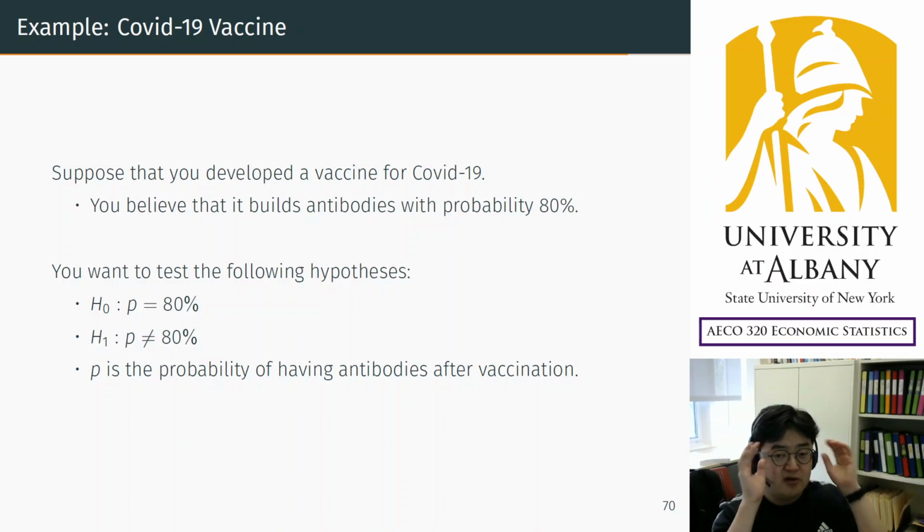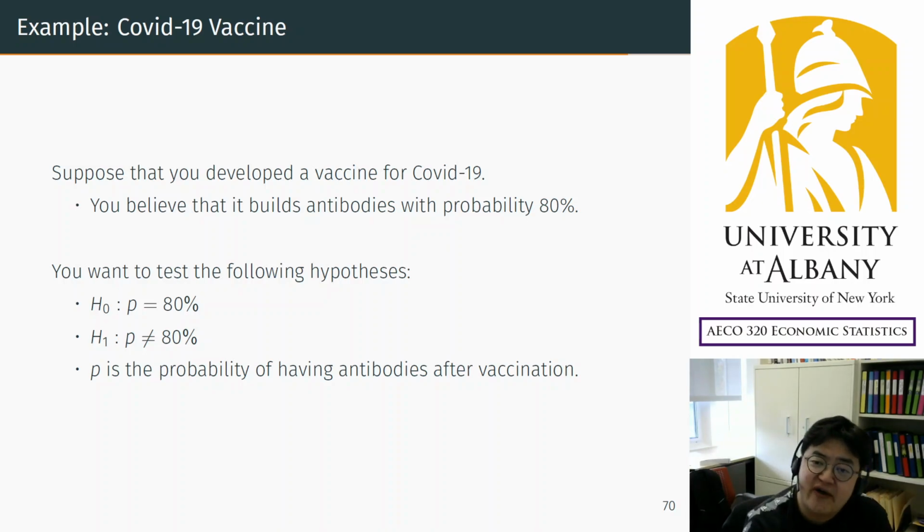So now I will assume that you developed a new vaccine for COVID-19, and of course, hypothetical data. And suppose that your vaccine is effective with probability 80%. So like a randomly chosen person gets a shot, gets this vaccine, and after a certain period of time, if the person tests for antibodies, then with 80%, the person has antibodies against COVID-19. So 80% effectiveness is my belief when I develop this vaccine.